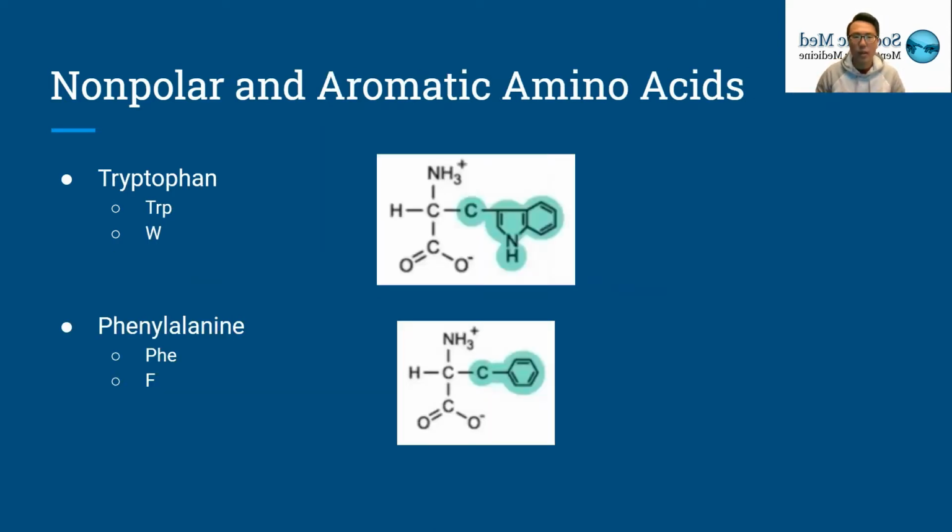Now I'm going to go over the nonpolar and aromatic amino acids. These amino acids have a conjugated system in the R group. So the first one is tryptophan, TRP, and this is the first weird one. The 1-letter symbol is W. And you can identify it by these 2 conjugated rings.